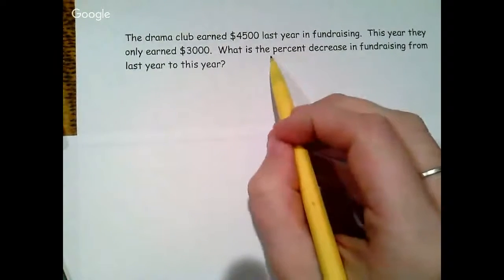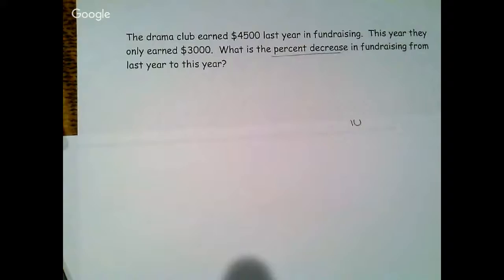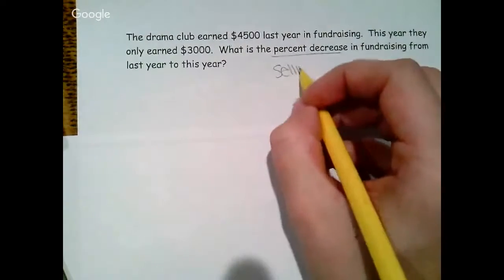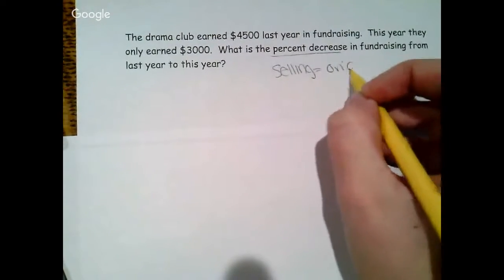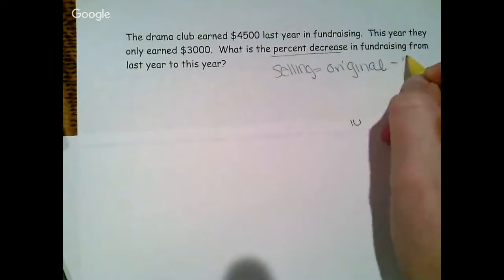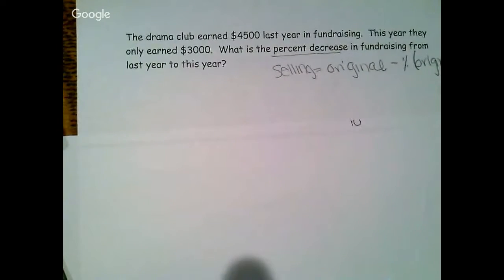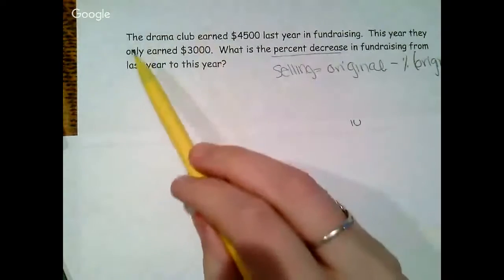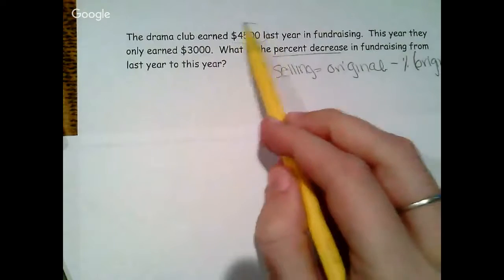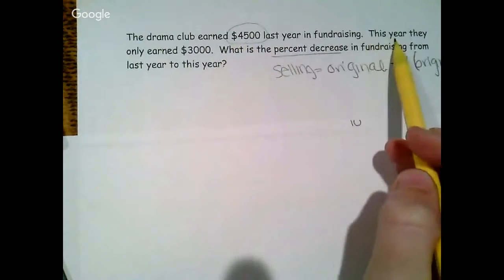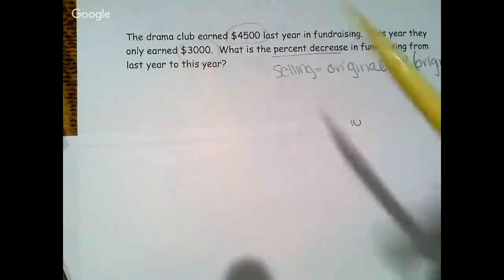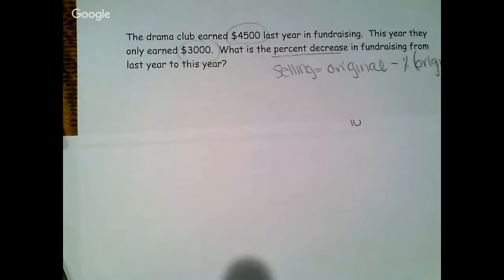All right, so I knew when it said a decrease, it declined. That means I'm going to have to use the formula where it's selling equals the original minus the percent times the original. Okay, so with that, I know that the drama club earned $4,500 last year. This year, they earned $3,000. What was the percent decrease in the fundraising from last year to this year?